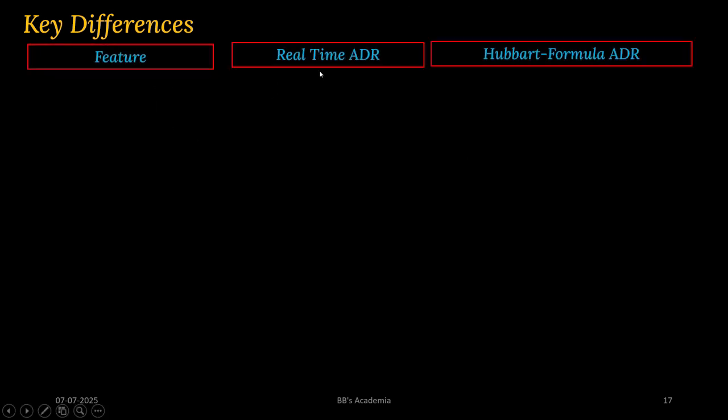Now we got two terms. One is a real-time ADR that we know: total revenue earned divided by total number of rooms sold in a specific period of time. That is a real-time ADR. And through Hubbart formula also we are getting ADR. What is the difference between these two? What are the features of these two?